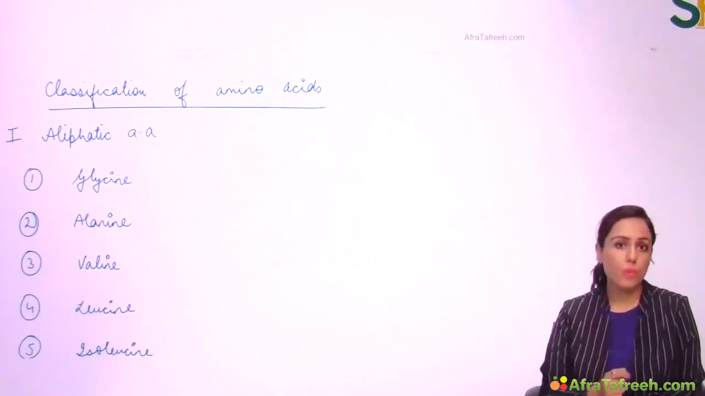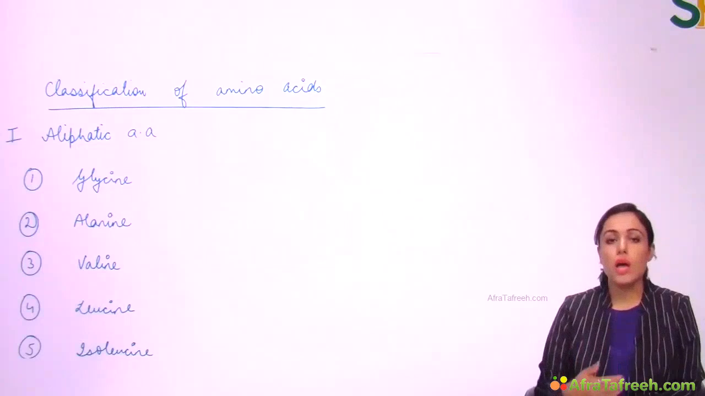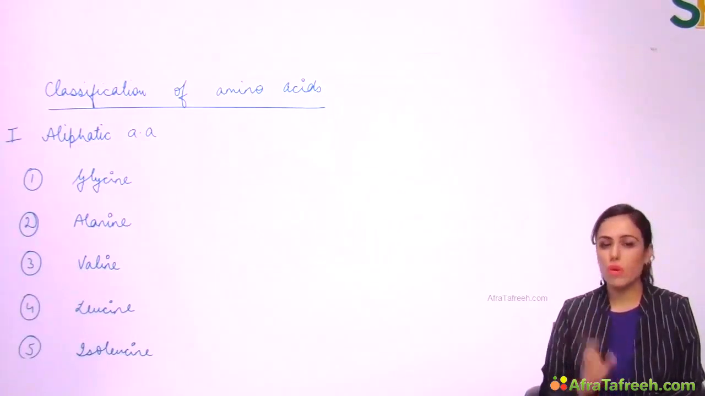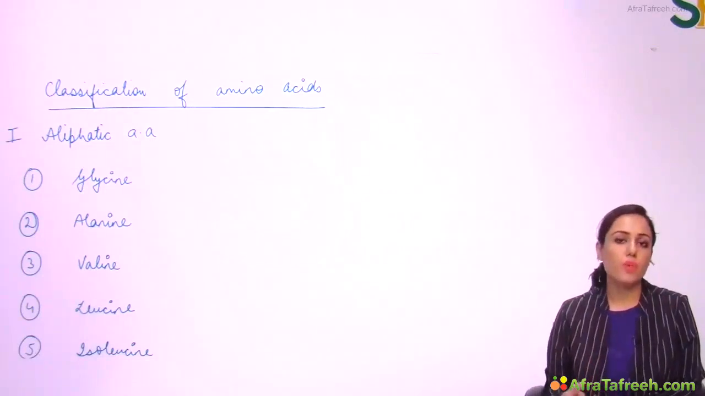Now when we are going to do the 20 amino acids one by one, for each amino acid we have to learn 2 properties. One is its essentiality: it is essential, non-essential, or semi-essential. And the other property we have to see is its polarity: it is polar, non-polar, or less polar, more non-polar, all that we have to do. So 2 properties for each amino acid.